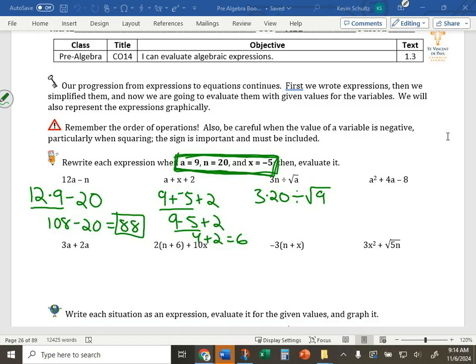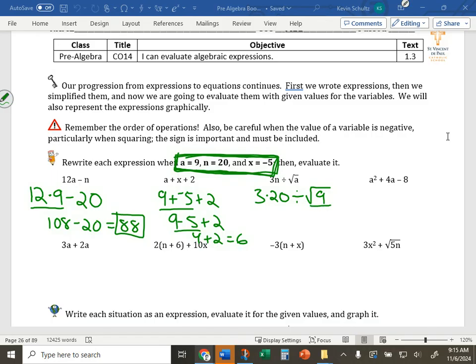Yes? 3 times 20. Well, I didn't say that. We could do this first because it has to happen before the division anyway. But according to order of operations, what should come first? PEMDAS. Do we have any parentheses? No. Any exponents? No. Any roots? Yes. The root should be done first.